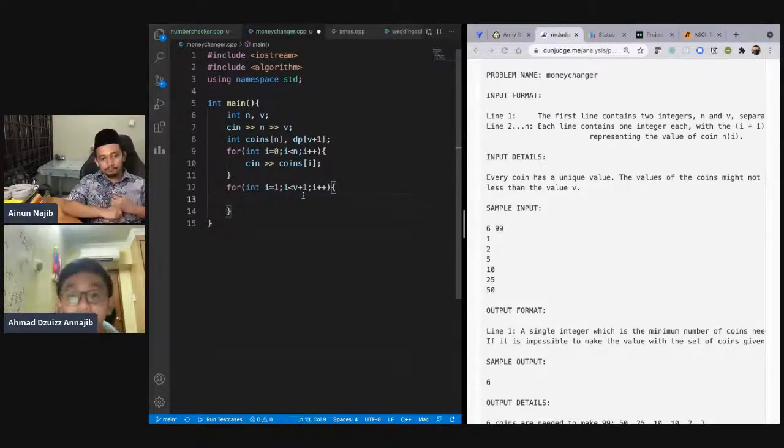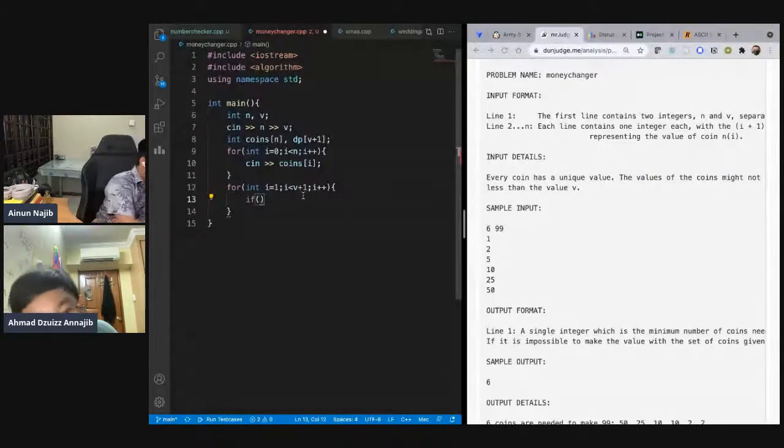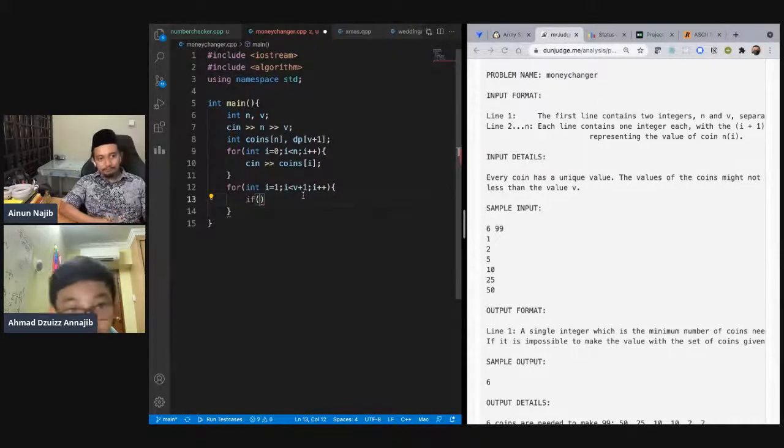So then DP, if you were to initialize the DP, if you want to set all the values of DP to some initial value, or actually you don't need to, you don't actually need to initialize. You just need to find if it is inside the coins. Yes, yep.